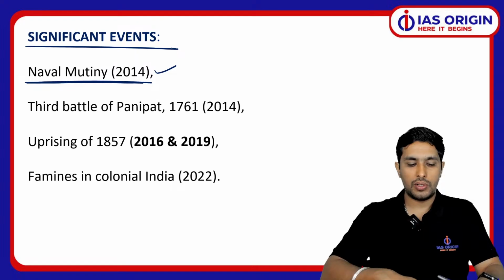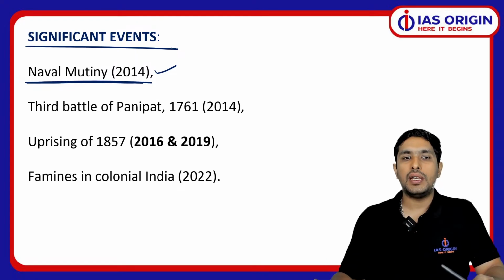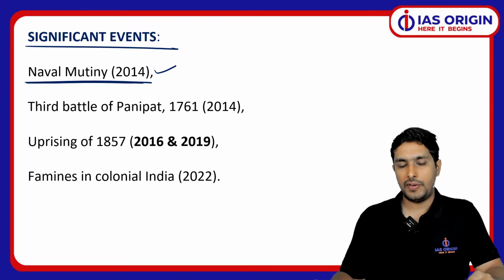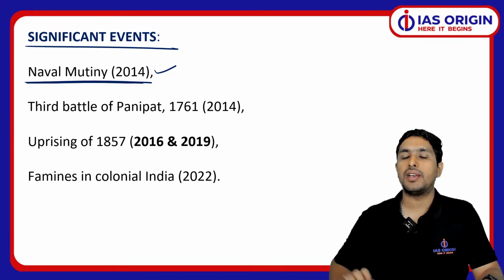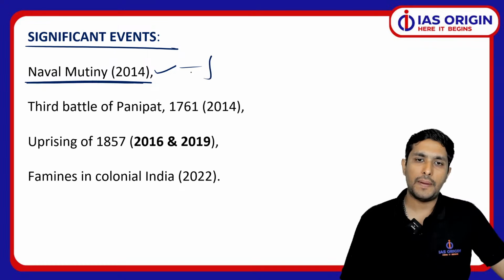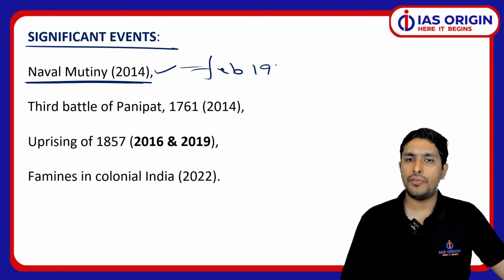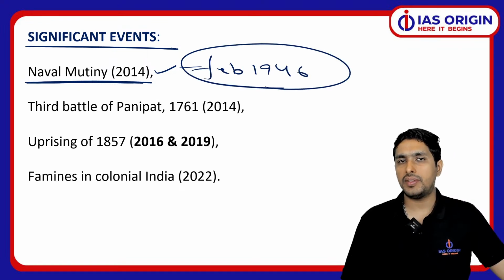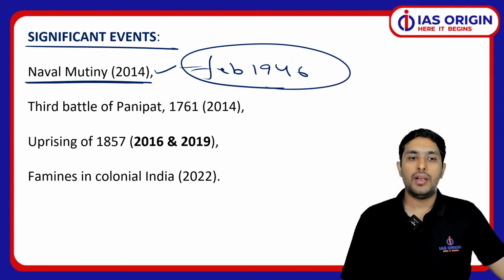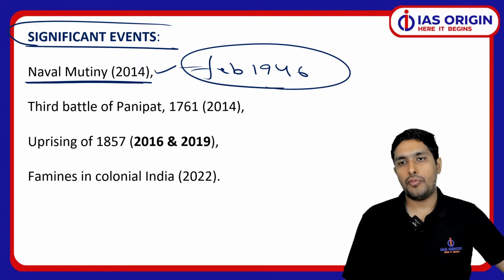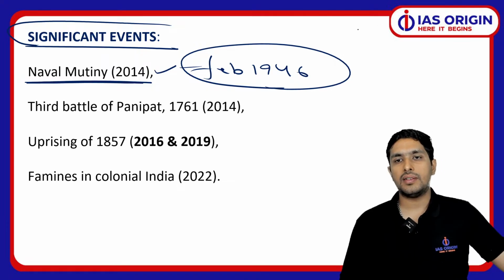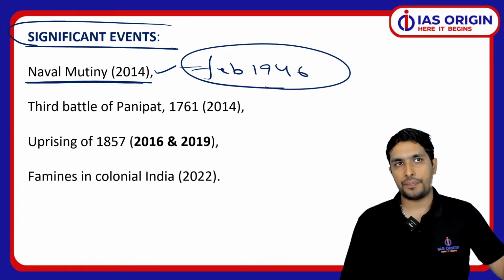When we talk about the RIN mutiny, always remember that once it was done, the British knew that it was going to be very tough for them to survive in the country. So it was around Feb 1946 that this took place, and it was a very important event. So you should know that there are various such events. For example, what comes to my mind is different events like that.